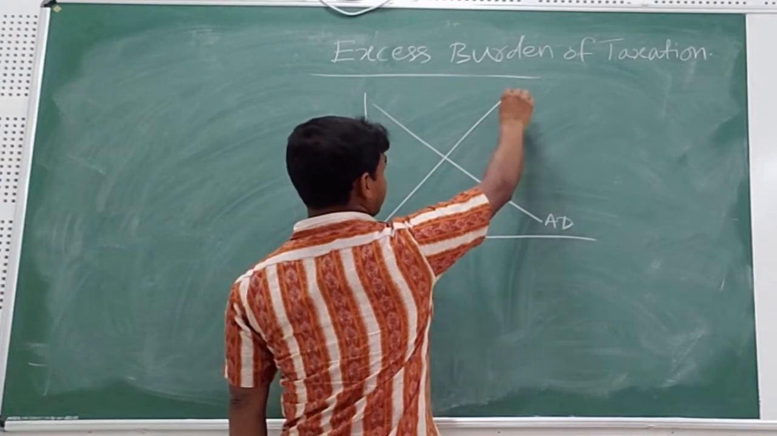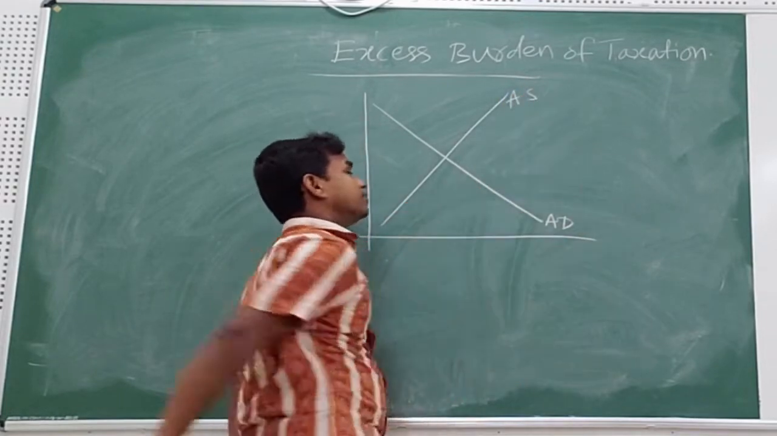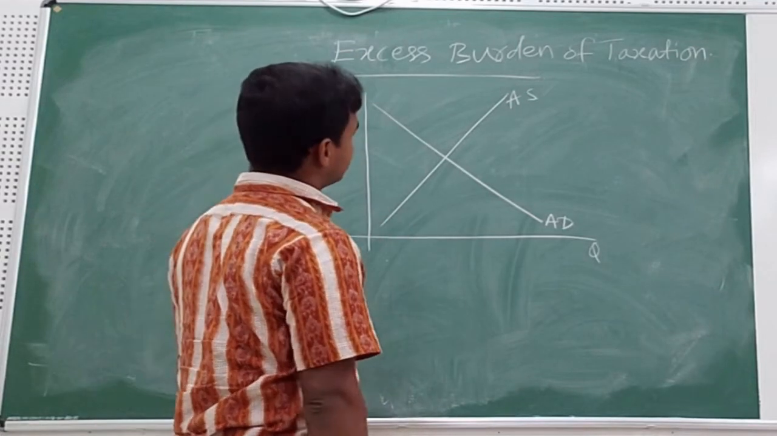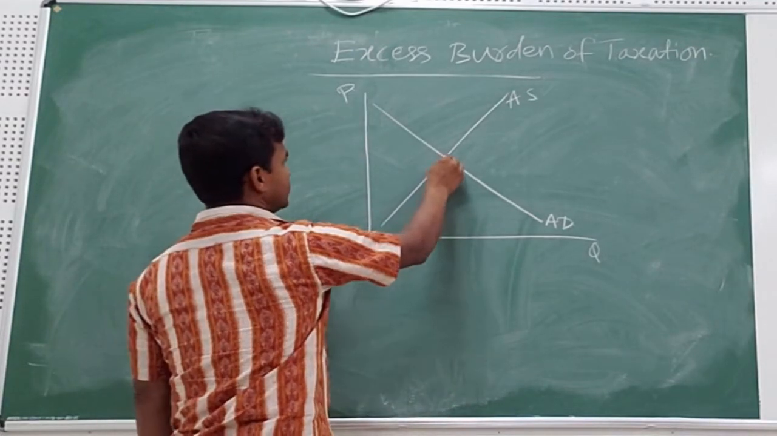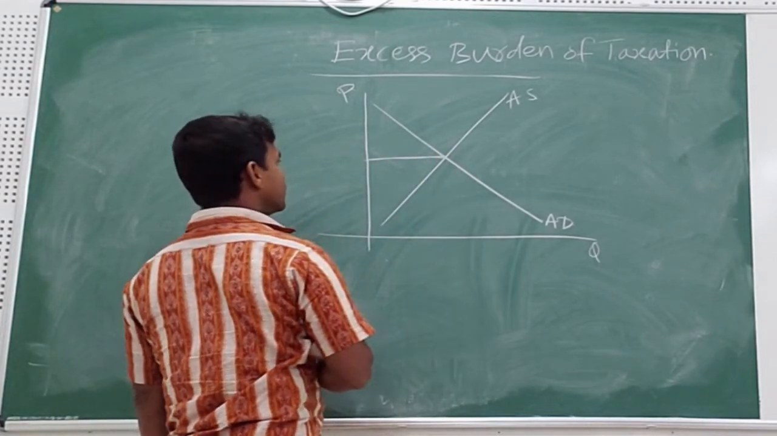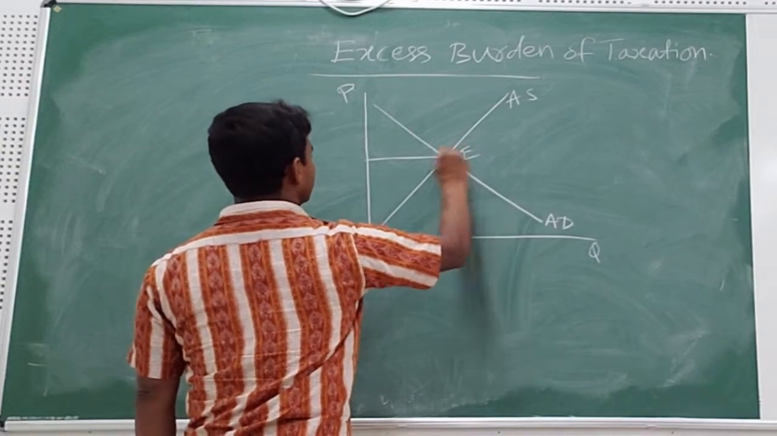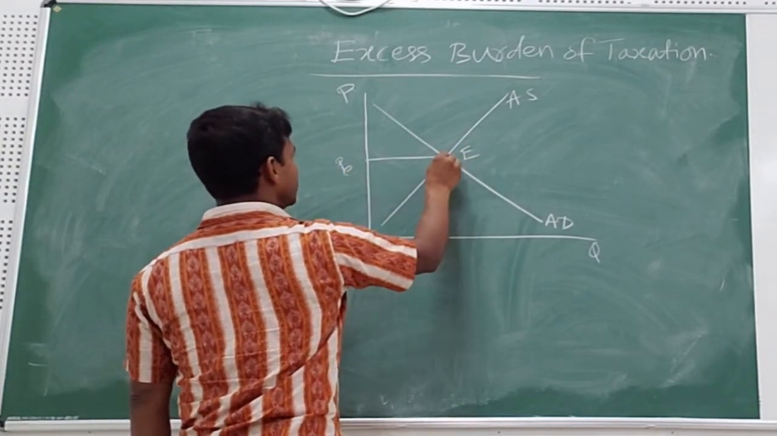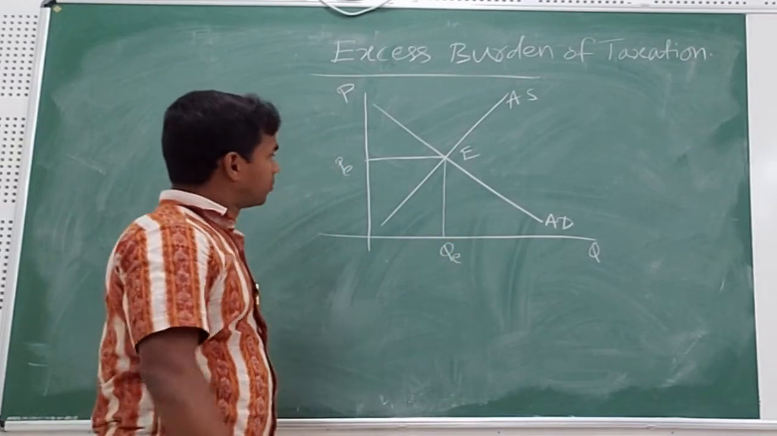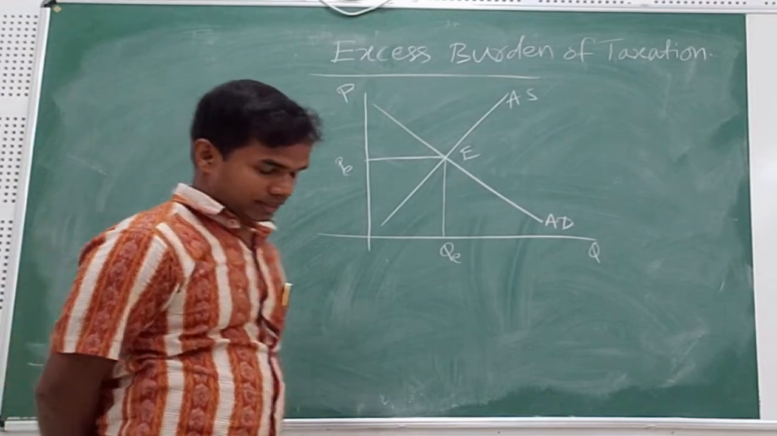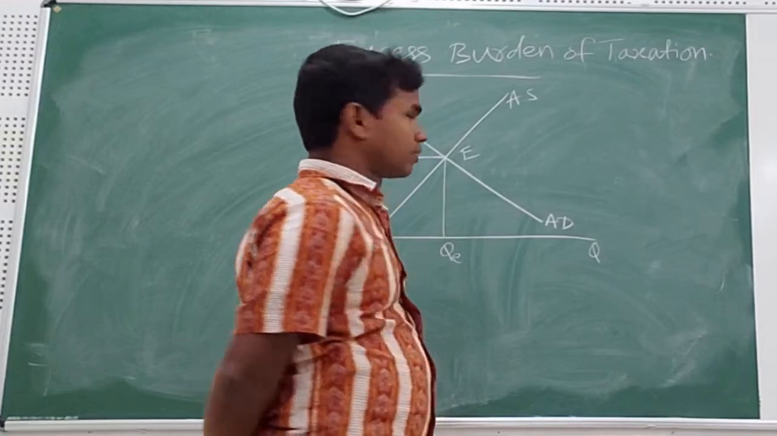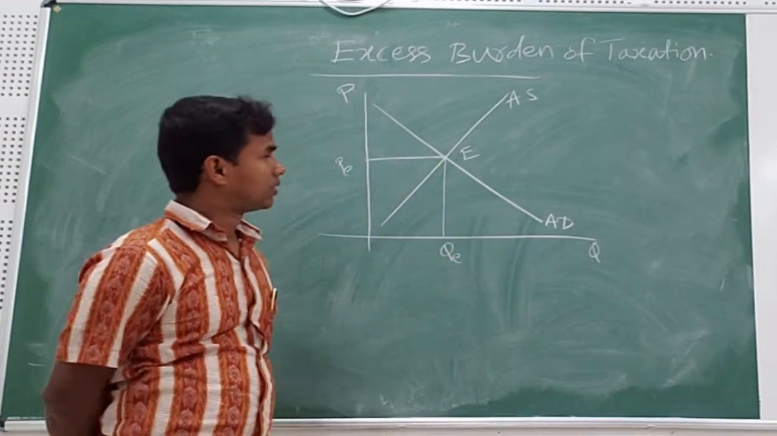Aggregate demand, aggregate supply, the quantity and the prices, and so this is the equilibrium price. Then I'm giving names: E, then PE and QE, the equilibrium point. So this is the consumption of a consumer when there is no tax, the normal situation.